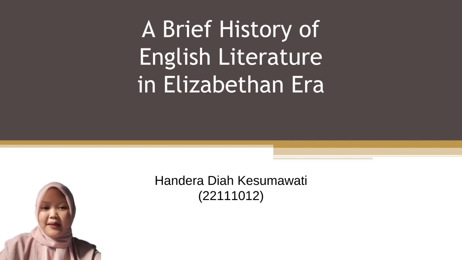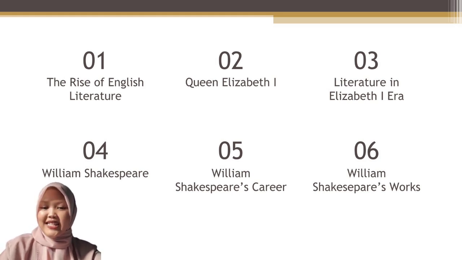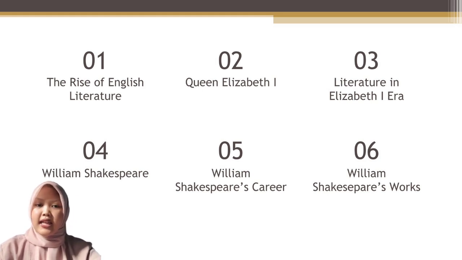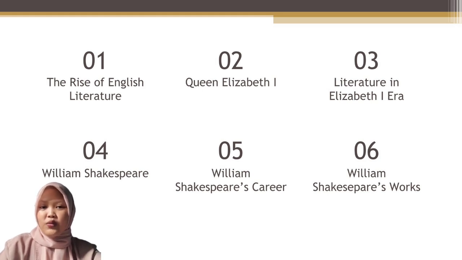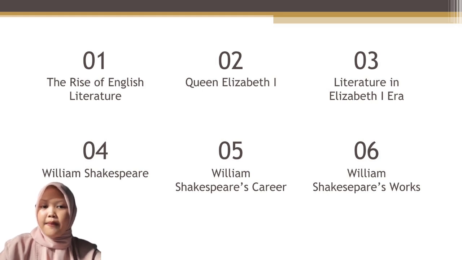Here I will explain about the brief history of English literature in the Elizabethan era. Okay, here is the table of contents. Number 1, the rise of English literature. Number 2, Queen Elizabeth I. Number 3, literature in Elizabeth I era. Number 4, William Shakespeare. Number 5, William Shakespeare's career. And the last, number 6, William Shakespeare's work. So, let's start.